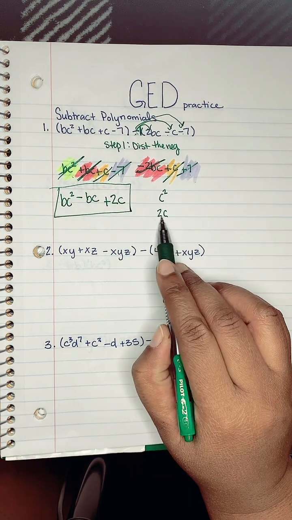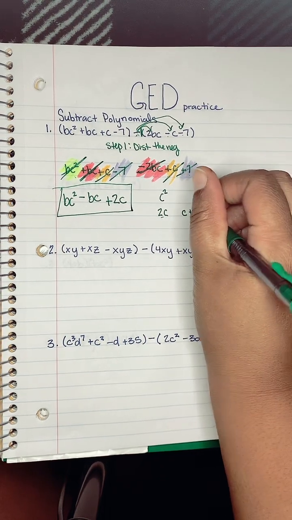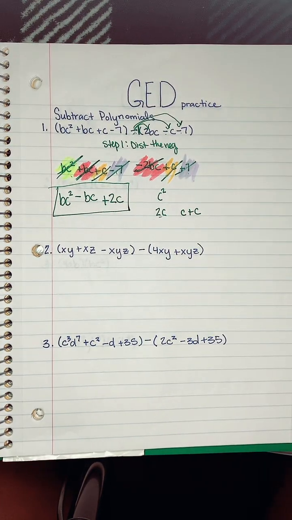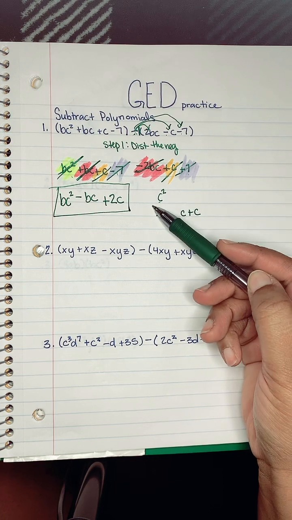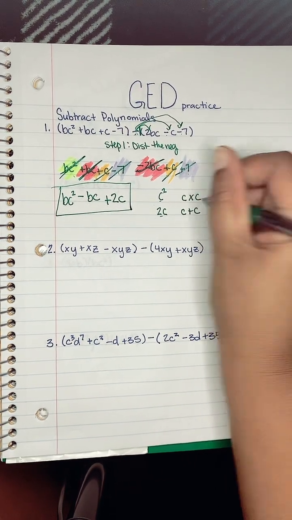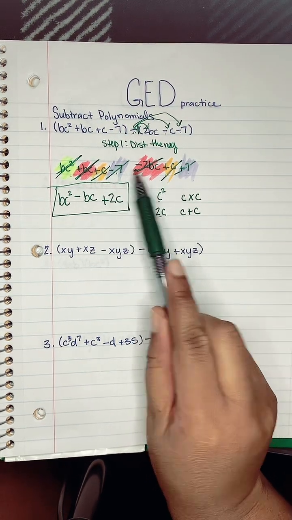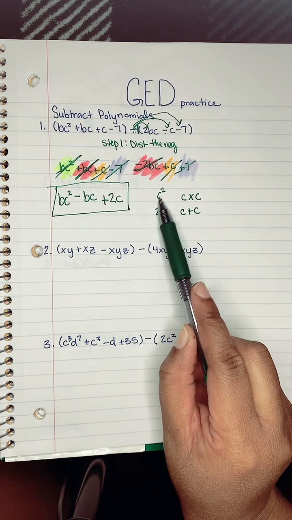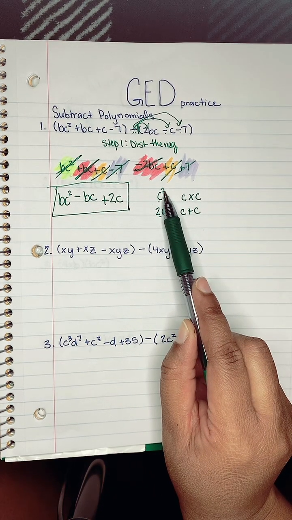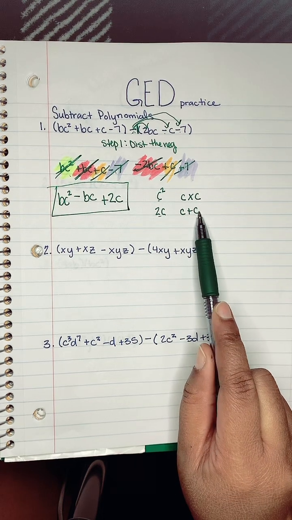Okay. In order for us to get a 2C, we have to do C plus C. In order for us to get a C squared, we have to do C times C. So unfortunately, since we were adding the C's, we can never get C squared because we're adding them. We can only get 2 C's.